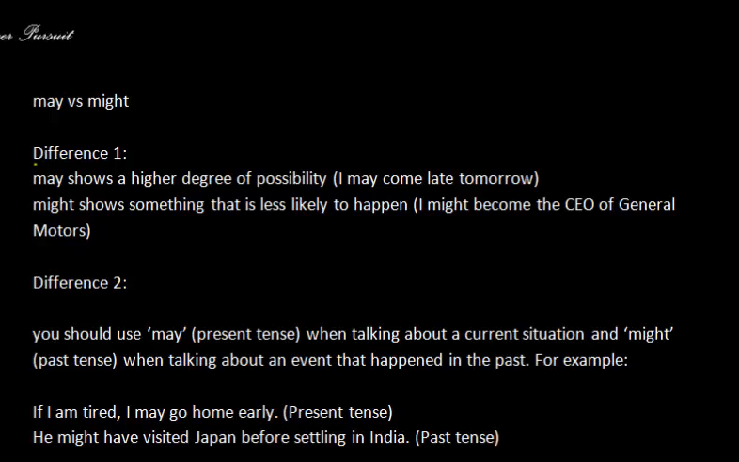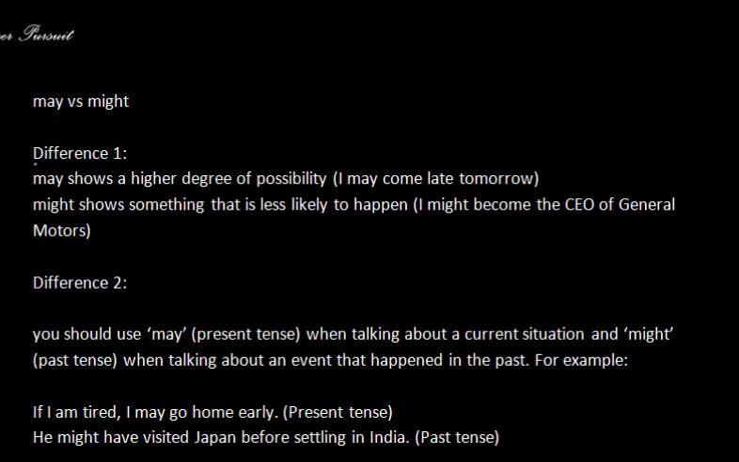So you might say that I might land on the moon someday, or I might climb Mount Everest one fine day. So whenever the probability of something happening is highly, highly unlikely, in that case you should use might. If the probability is very high, then in that case you should use may. This is the difference between may and might.